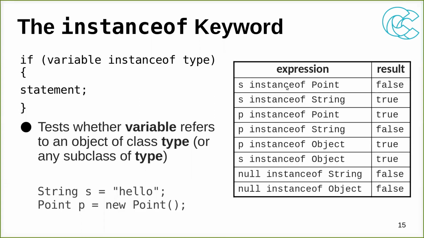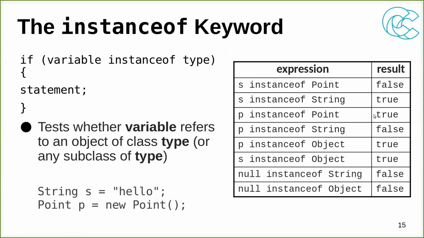So here is a table that lists out a few possibilities. Let's say you created two instances. One is of type string and the other one is of type point. Now if you say s instanceof point, that's not the case. It's false. s is of type string, so that's true.